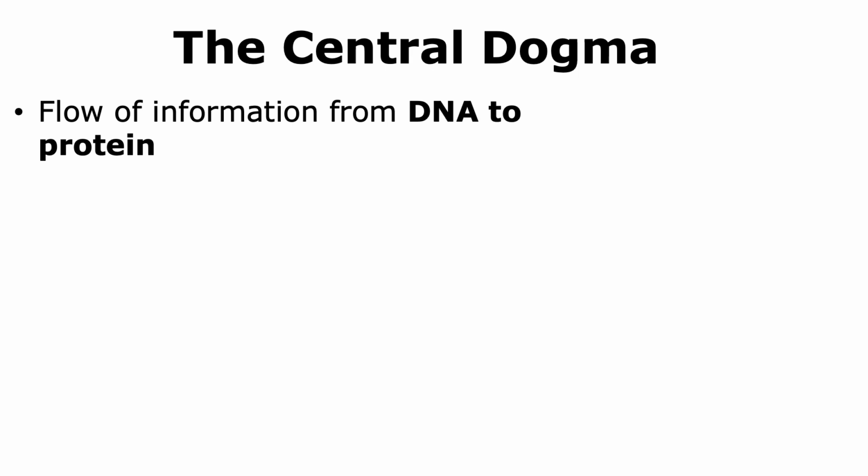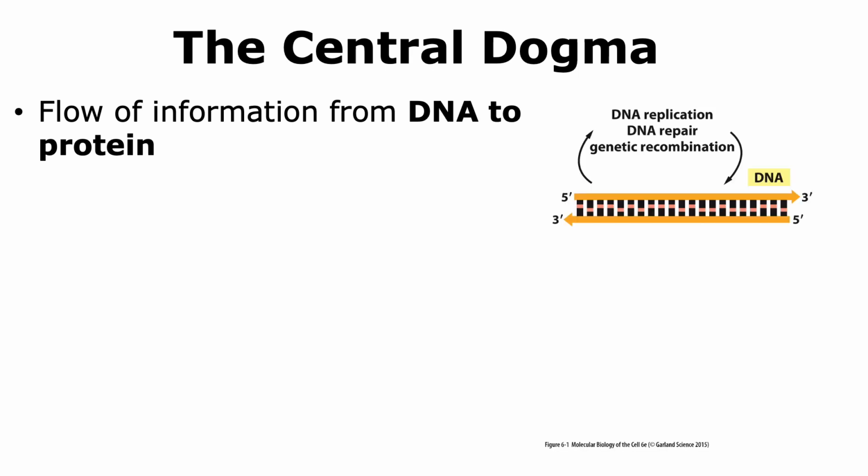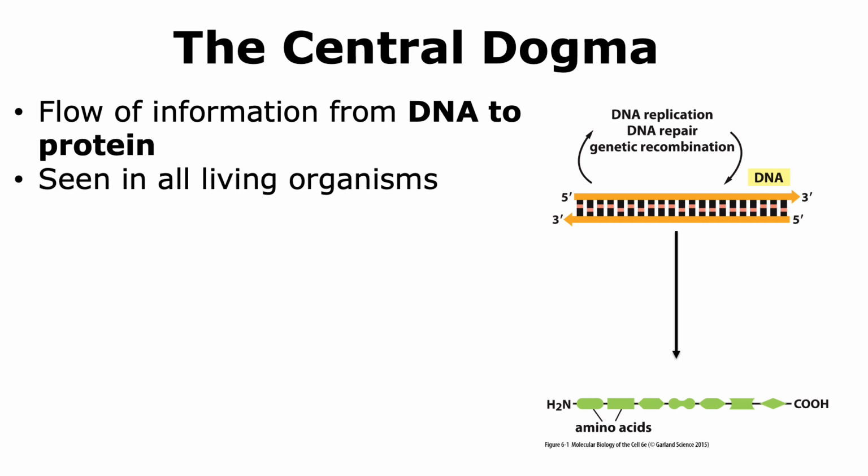The central dogma helps us understand how DNA that is present in the cells is able to code for information that allows proteins to be formed. Now, the steps involved from DNA to protein are seen in all living organisms, and that is why this is called the central dogma.